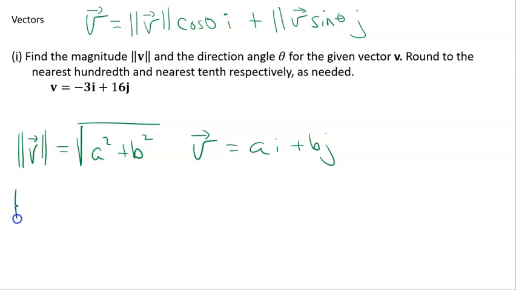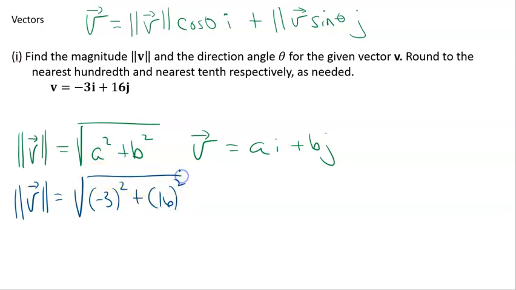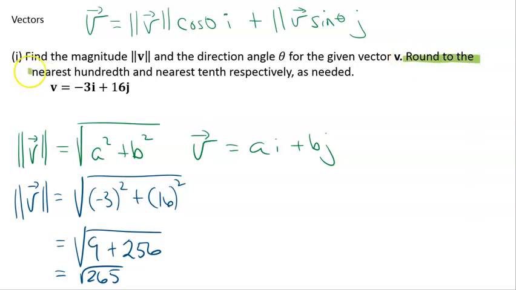For our particular problem, the magnitude of V is equal to the square root of a squared, so negative 3 squared. Remember, the i and the j do not go in this calculation. Okay, if I simplify that, that's going to be the square root of 9 plus, what is 16 squared? If you said 256, you are the winner. Okay, so 9 plus 256 gives me 265. And I've got to take the square root of that. And I am pretty positive that 265 is not a perfect square. Now, notice our favorite directions ever, round to the nearest hundredth and the nearest tenth, respectively.